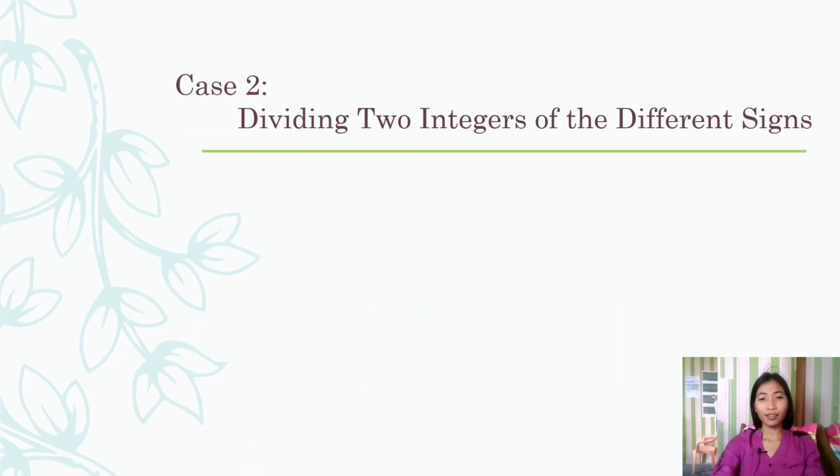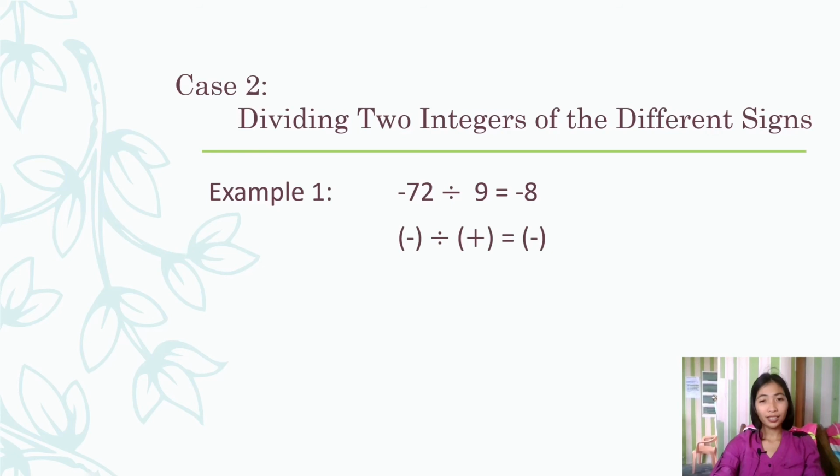Okay? Next, case number 2. In case number 2, we are dividing two integers of different signs. It could be that the dividend is negative and the divisor is positive, or the dividend is positive and the divisor is negative. So different signs. Example number 1, negative 72 divided by 9. We have negative divided by positive, so the answer is negative.